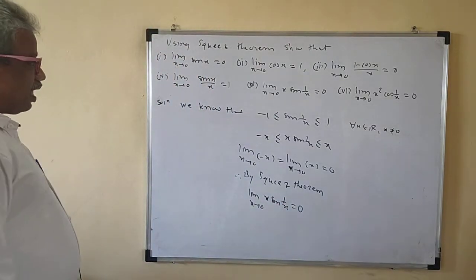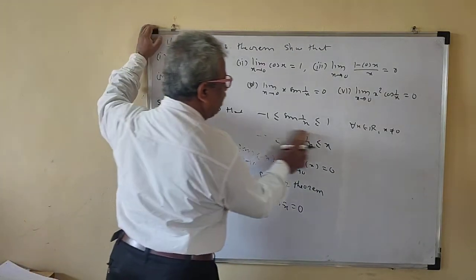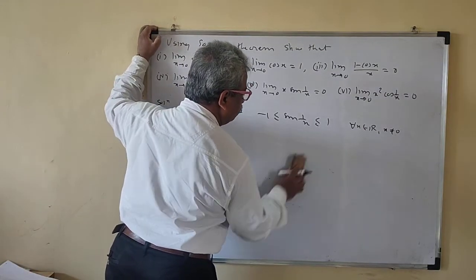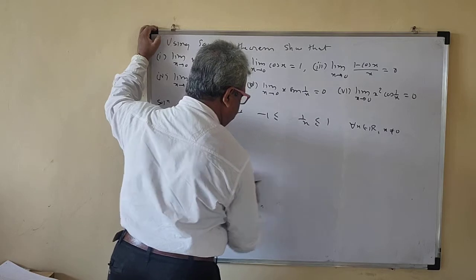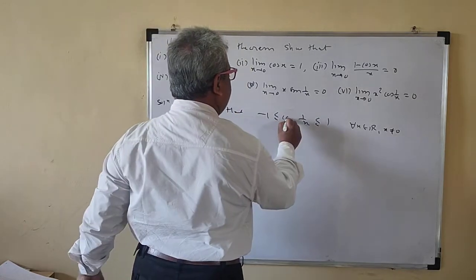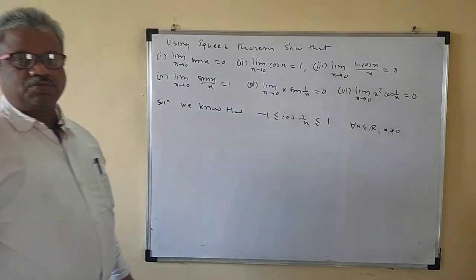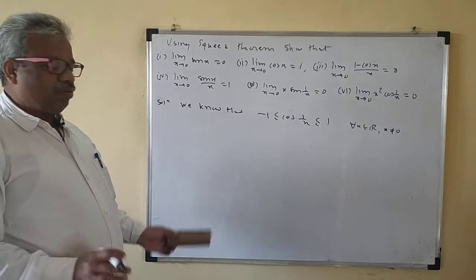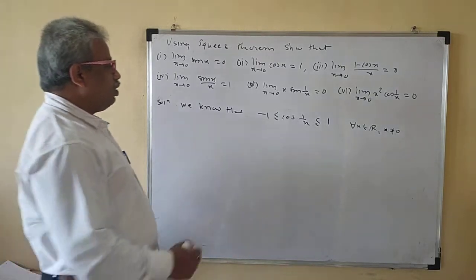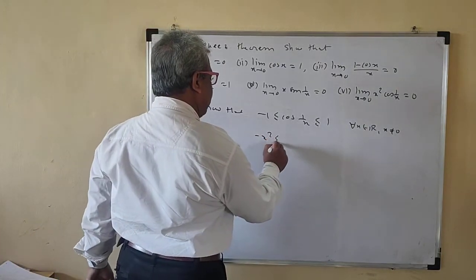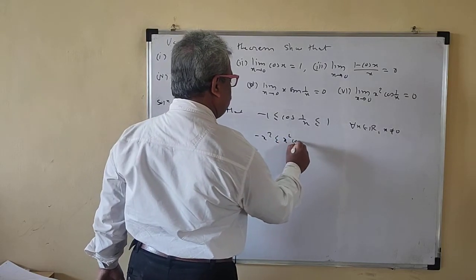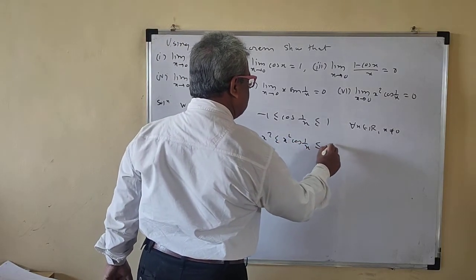Okay, on the same line, you can prove this one also. So here I only have to write cos x, because we know that sin x and cos x both are bounded functions. Their values lie between -1 and 1. So now we can multiply here by x square, so cos of 1 by x.